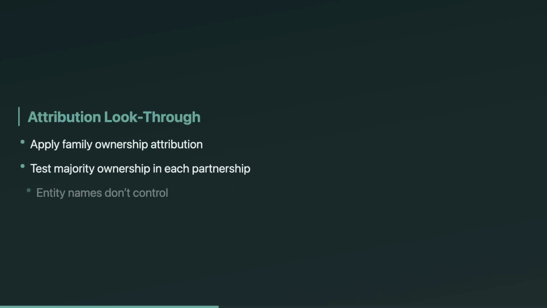For partnership-to-partnership sales, the key is ownership attribution. An individual is treated as owning partnership interests held by certain family members. That means two separate partnerships can be related if majority ownership in each is held by people who are related under the family rules. So you don't just look at the entity names, you look through to who owns them.